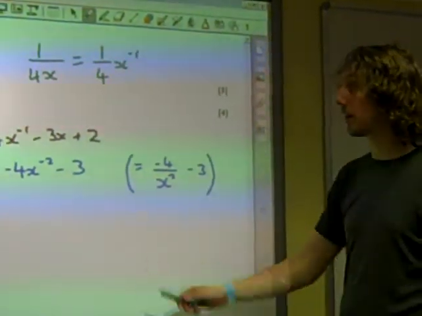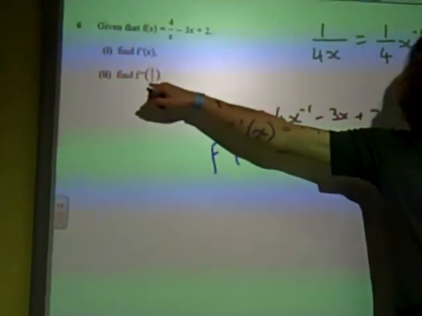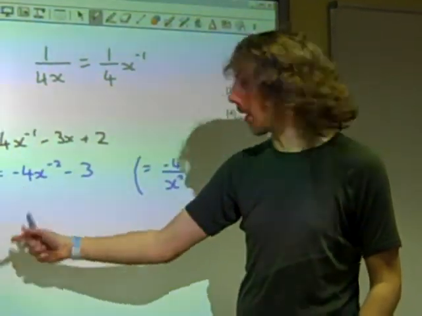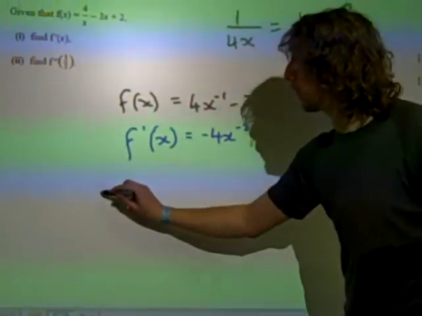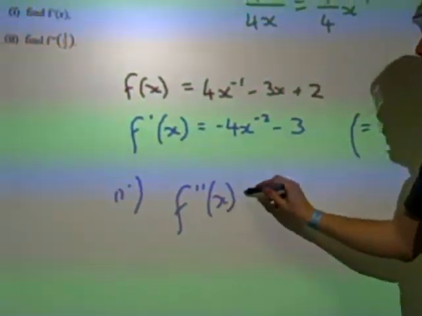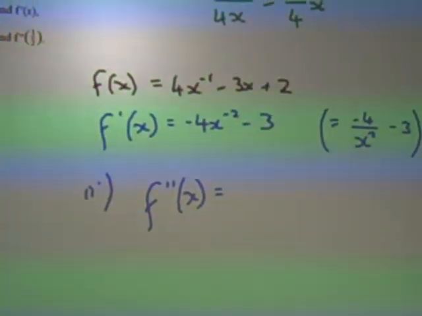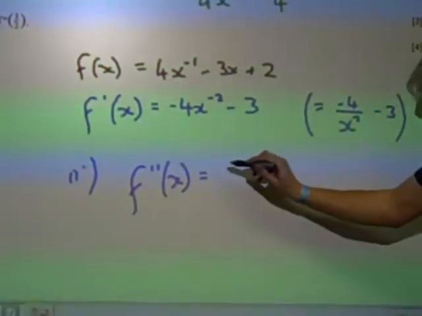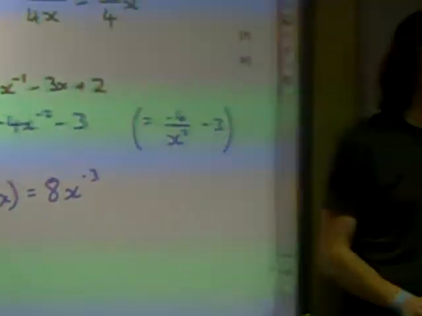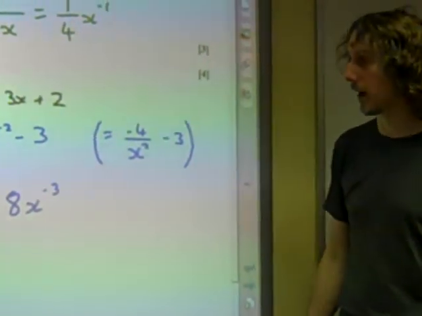Part 2 wants us to differentiate it again, because it says find f double dashed of a half. So it wants us to differentiate it again and then evaluate it when x equals a half. So for part 2 we are going to do a second derivative. What do we get if we differentiate minus 4x to the minus 2? 8x to the minus 3. The minus 4 times the minus 2 goes plus 8, x to the minus 3. And this time the minus 3 is going to differentiate to 0, so we're there with f double dashed x.